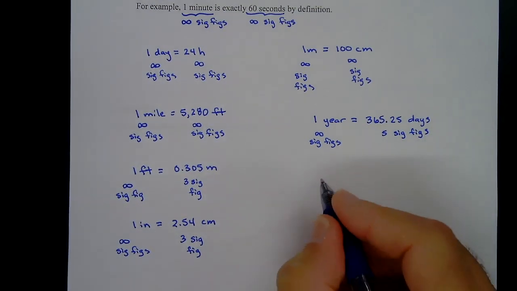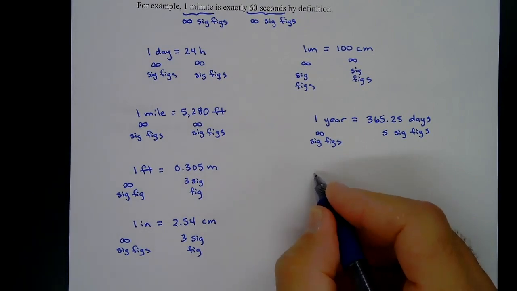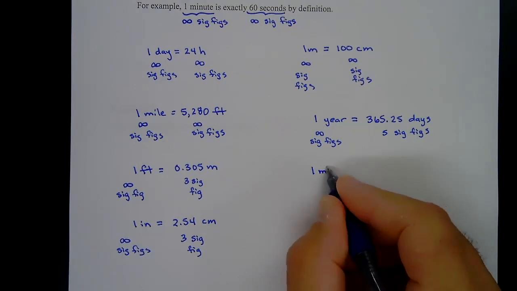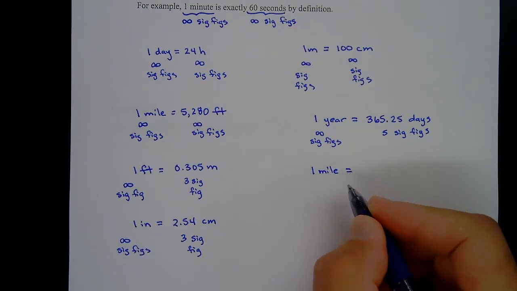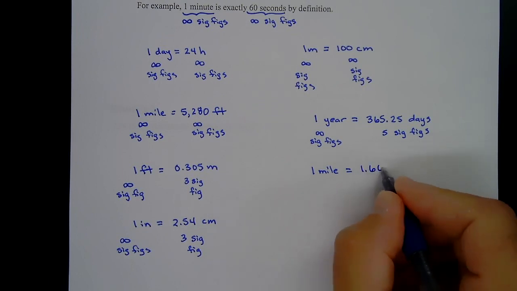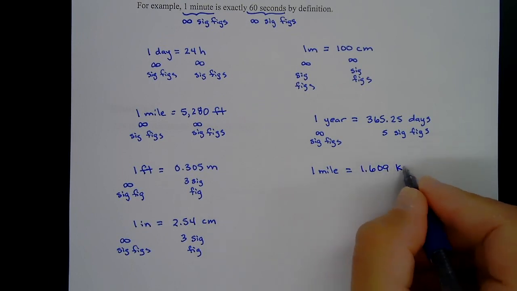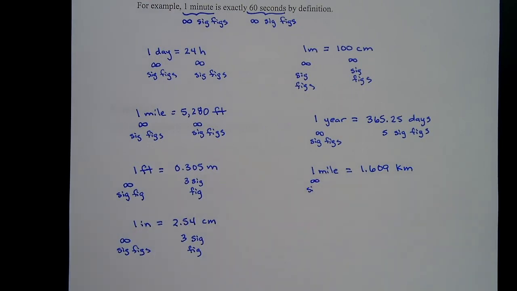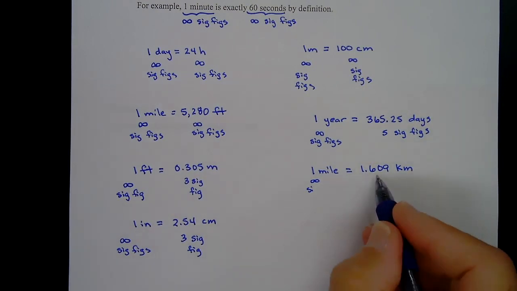Another one is 1 mile is equal to 1.609 kilometers. So this has infinite sig figs because we're saying 1 mile is exact, and then this is the approximation.